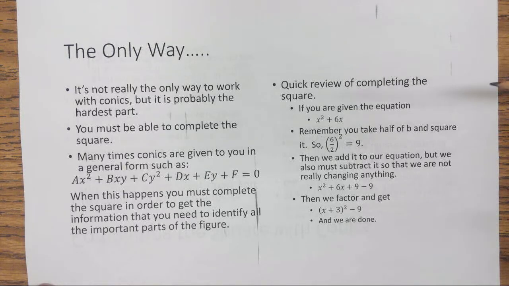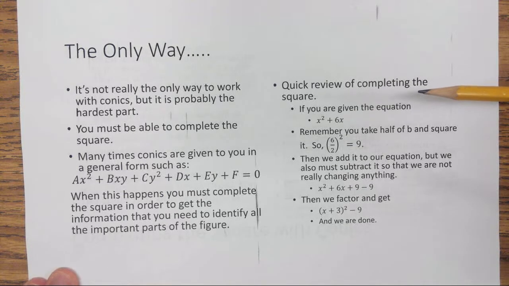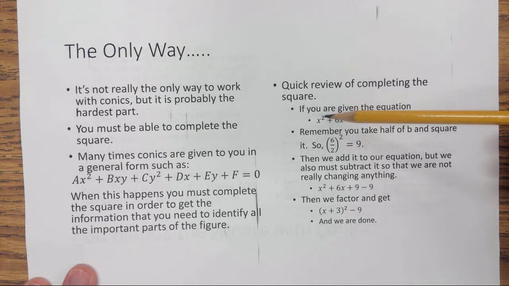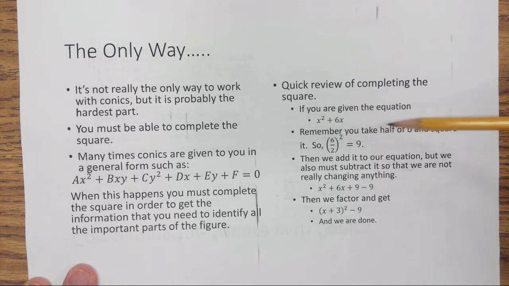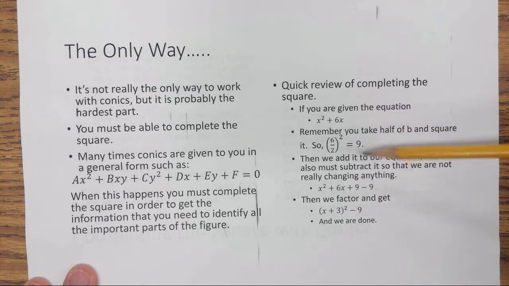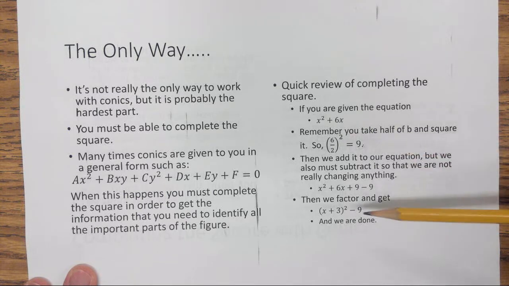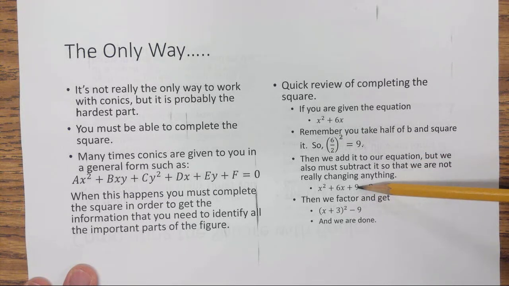Okay, so let's review completing the square real quick. If I gave you the expression x squared plus 6x, remember that we're taking half of b, so b is 6, and then squaring that number. 6 divided by 2 is 3, square that, and I get 9. Then we add it to our expression, but because we're adding it, we're also subtracting it.